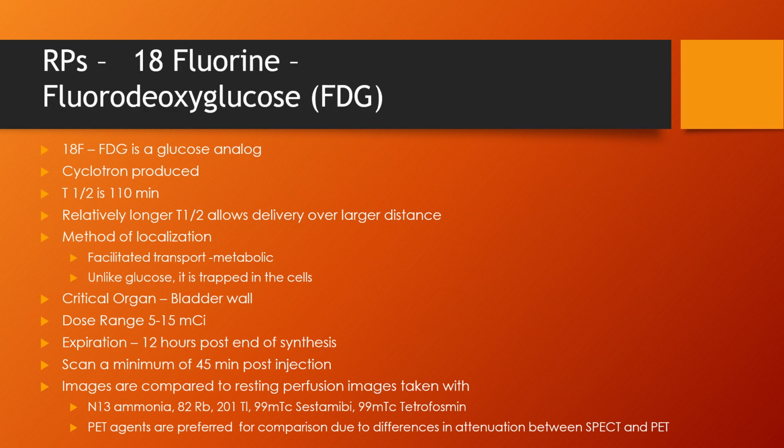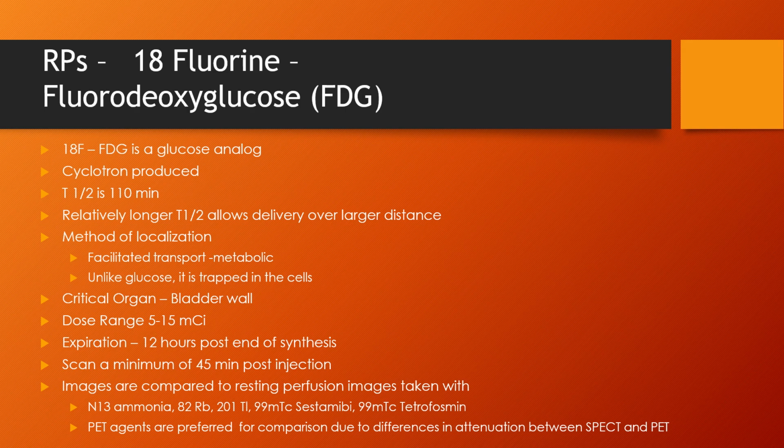So for the viability, it's FDG studies. This is a glucose analog. It's cyclotron produced. The relatively longer half-life allows for delivery over larger distance, so it's great for that. Method of localization is metabolic pathway, but remember, unlike glucose, it's trapped in the cells. It never gets metabolized or organified by the cell, and for that reason, FDG does not raise your blood glucose levels. The critical organ is the bladder wall, and the scan time post-injection has to be at least 45 minutes. Some places will wait an hour.